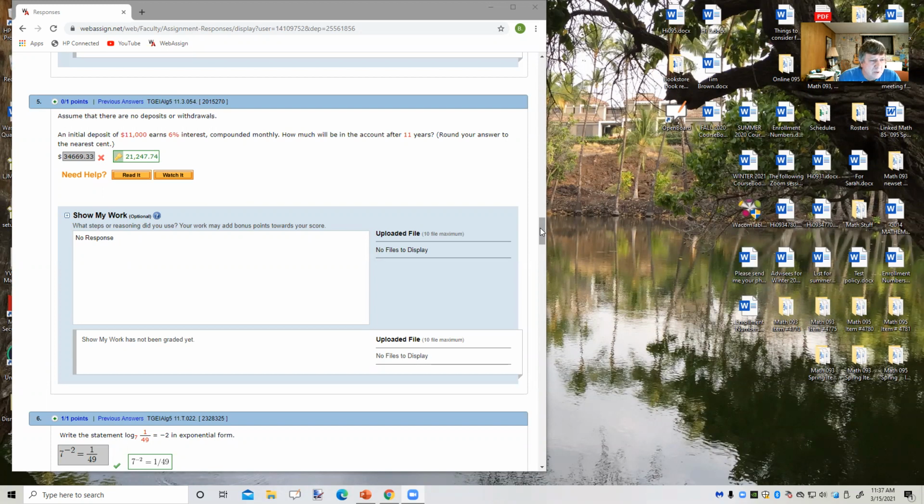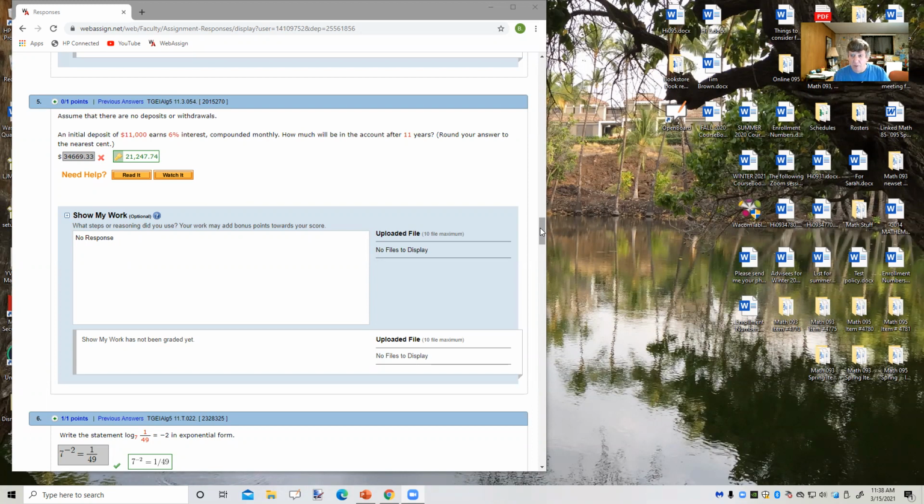Assume that there are no deposits or withdrawals. An initial deposit of $11,000 earns 6% interest compounded monthly. How much will be in the account after 11 years? Round your answer to the nearest cent.